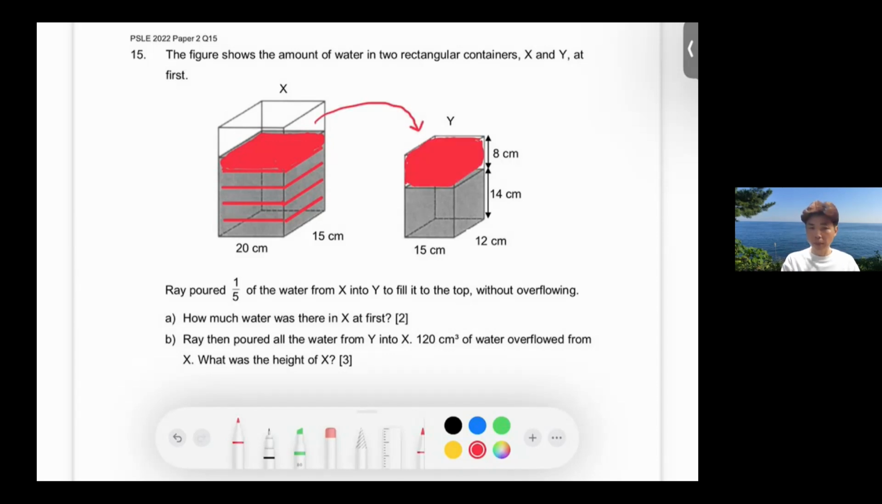That means the red shaded part in X is the same amount, or has the same volume, as the red shaded part in Y. So with this understanding, we are able to find out part A of the question: how much water was there in X at first.